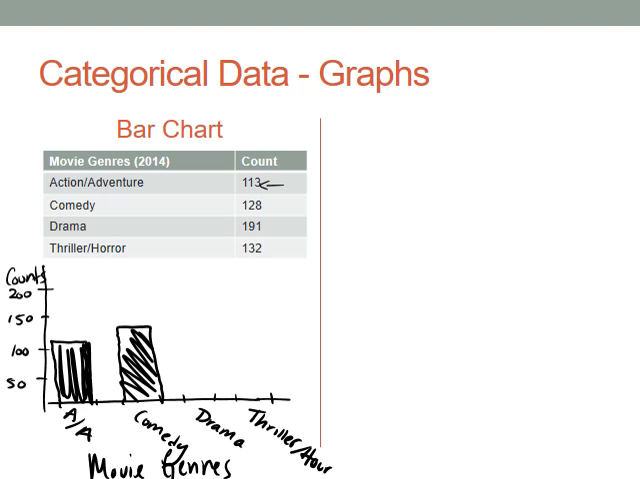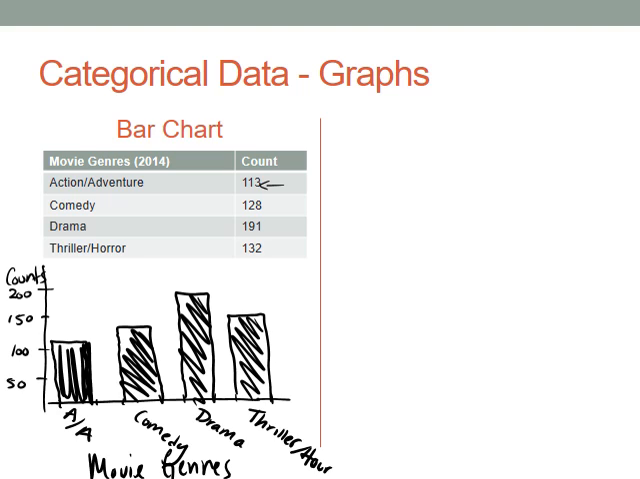For drama, we're going to go up to 191. And for thriller, horror, we're going to go up to 132. All right, so this just allows me to get a good visual of how my data is distributed. Okay, so that's another term that we want to talk about, the distribution of data.